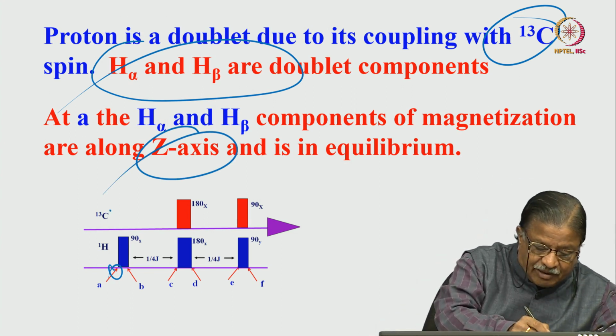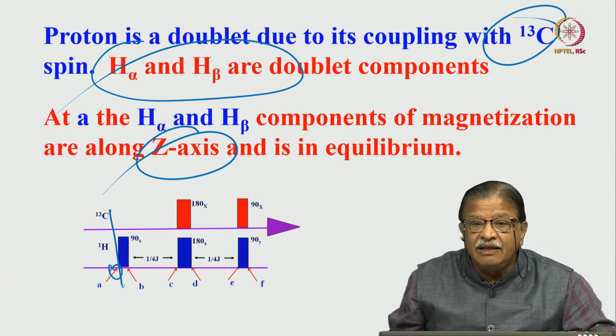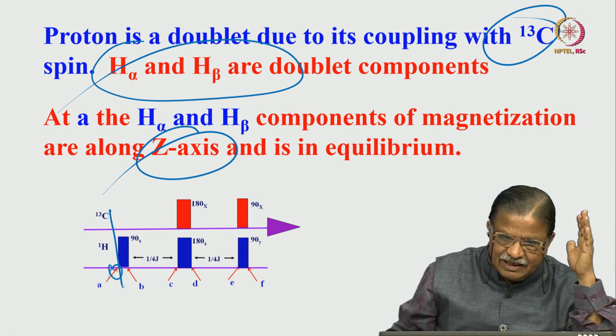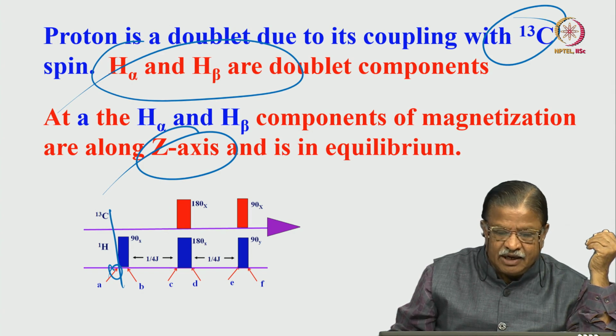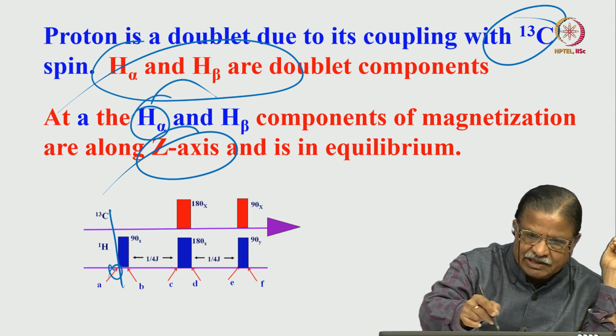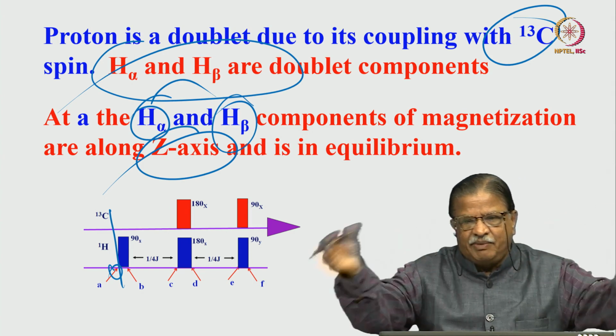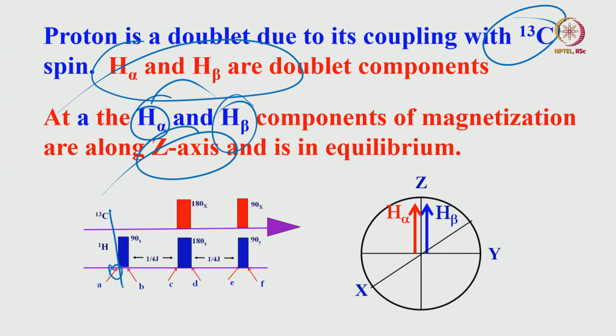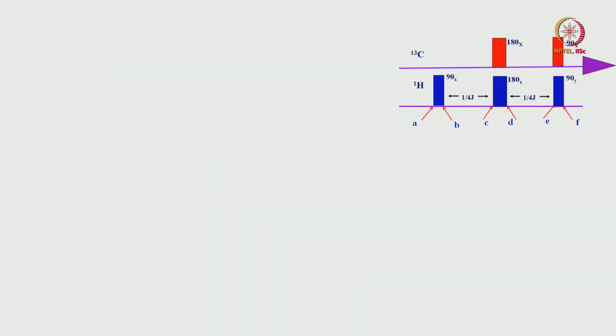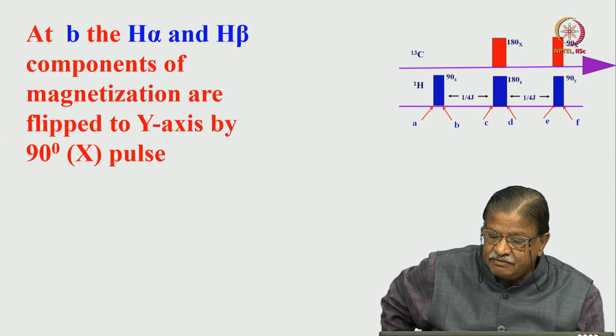Because we have not even disturbed them, the spins have completely relaxed and are in thermal equilibrium along the z axis, both the alpha and beta components of the proton. Why are alpha and beta coming? H alpha is coming because of C alpha, and H beta because of C beta, because of coupling. Alright, this is the diagram. At point A in the pulse sequence, both the alpha and beta vectors of the proton are along the z axis. We will keep it like that. Continue further. Apply one at B after the 180 pulse.